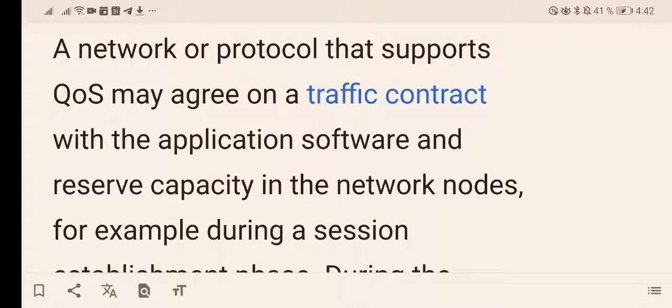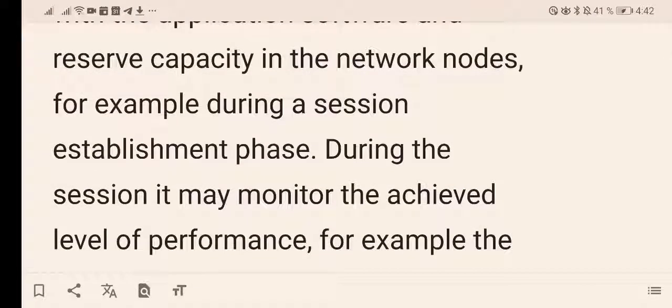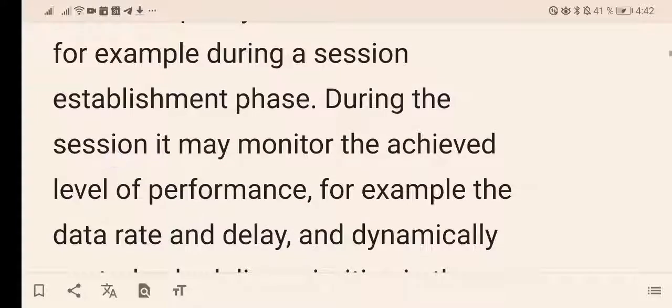Quality of service is especially important in networks where the capacity is a limited resource. A network or protocol that supports QoS may agree on a traffic contract with the application software and reserve capacity in the network nodes, for example, during a session establishment phase. That refers to the RSVP protocol, all right, reservation protocol from Cisco, which basically means that an application from a computer can reserve some bandwidth.